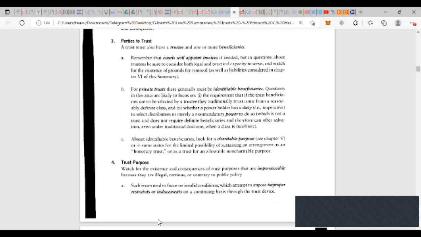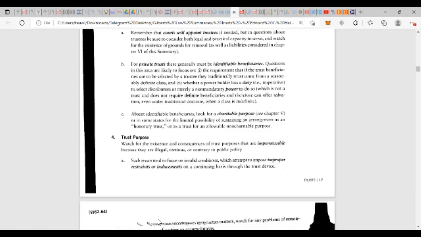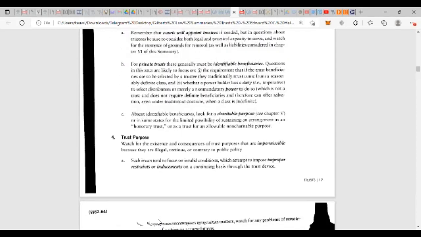A trust must also have a trustee and one or more beneficiaries. Remember that courts will appoint trustees if needed, but in questions about trustees, be sure to consider both legal and practical capacities to serve, and watch for the existence of grounds for removal, as well as liabilities considered in Chapter 6 of this summary.